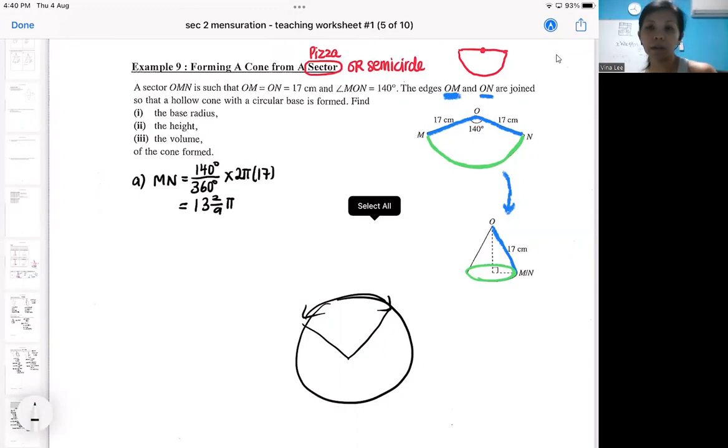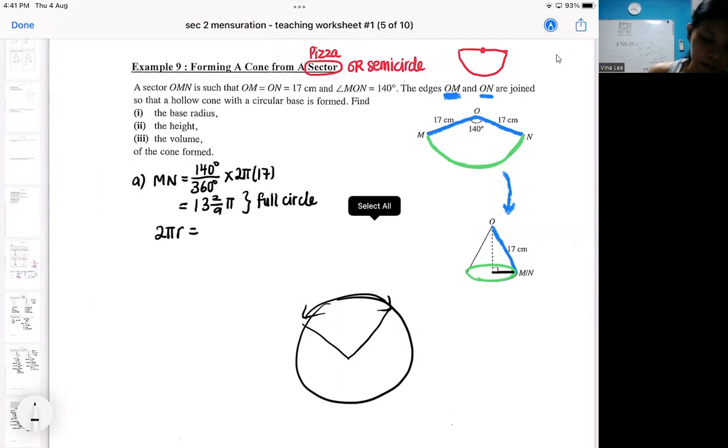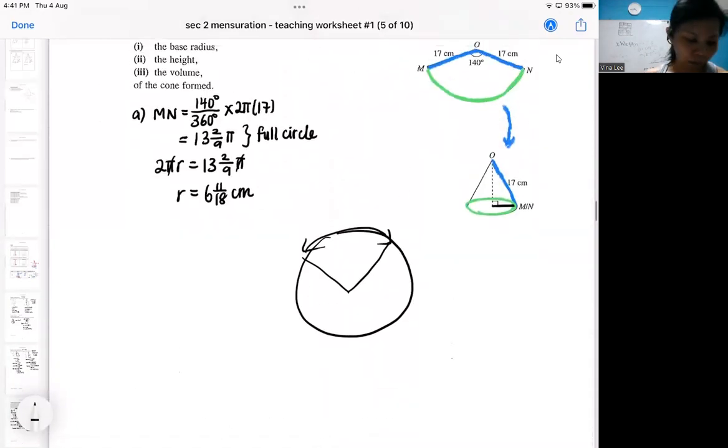So this green color part is the length of the green color part, and this green color part became a full circle. So this one becomes a full circle right now. So I'm going to use 2 pi r equal to the full circle. Cancel the pi, and my base radius is 6 and 11 over 18 centimeters, which I didn't put in decimal.